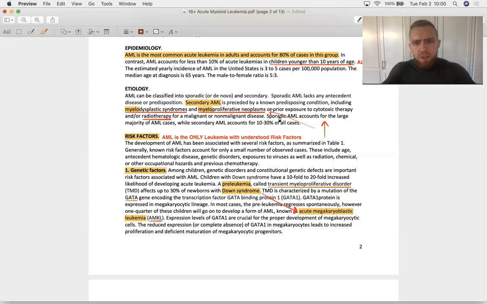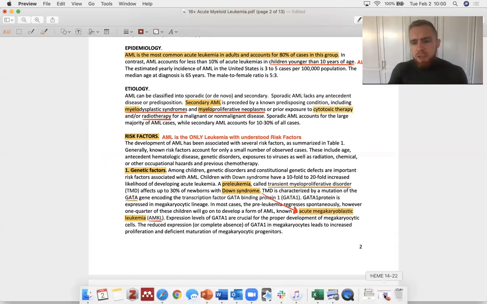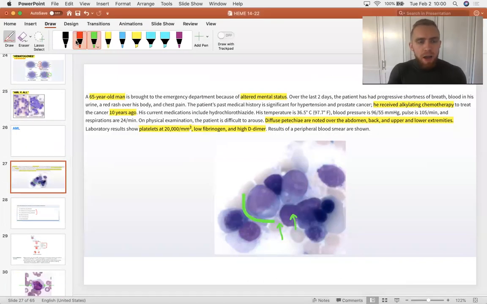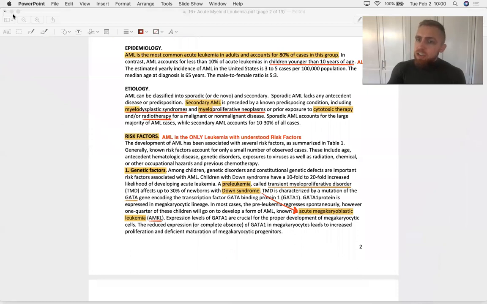Another big risk factor for developing AML is going to be a history of radiotherapy for prior cancer, or even cytotoxic therapy, so certain chemotherapeutics. And indeed, if we go back to this question stem, which was about as textbook for AML as you can get, they do tell you that this 65-year-old man with AML in the past had prostate cancer, and 10 years ago, he received alkylating chemotherapy to treat it. So an alkylating agent would be, for example, cyclophosphamide. So those alkylating agents can cause AML later on down the line after they treat a primary cancer.